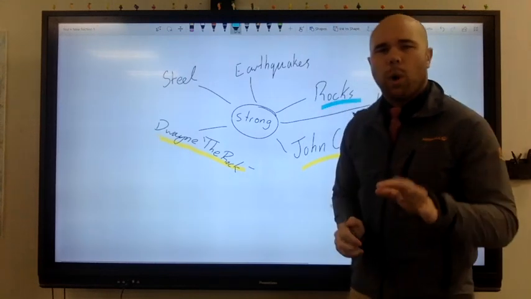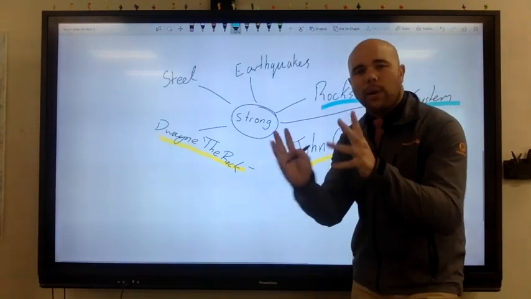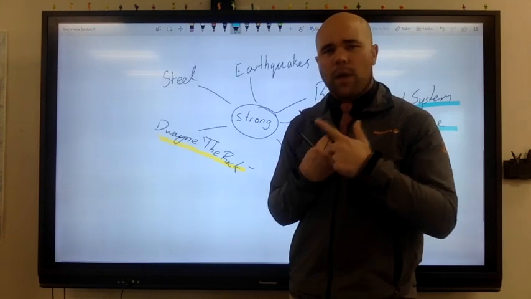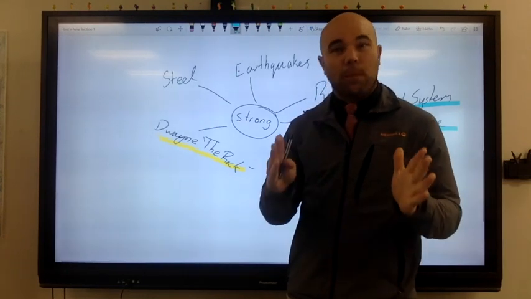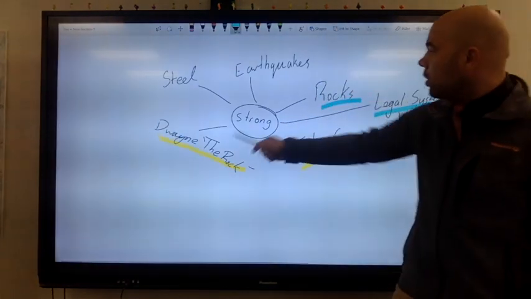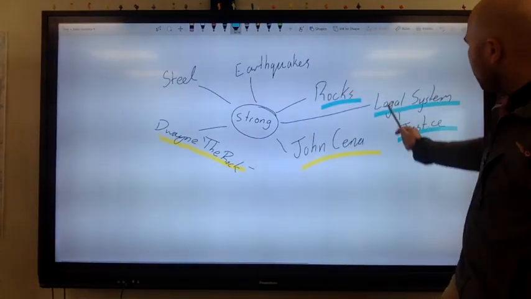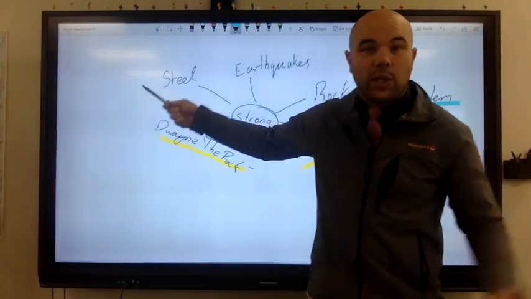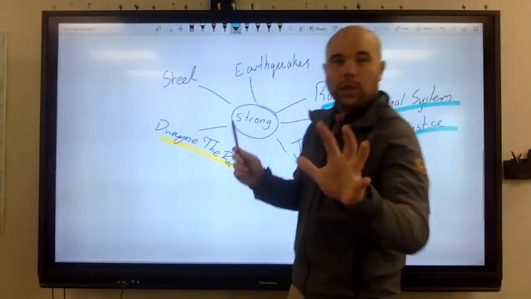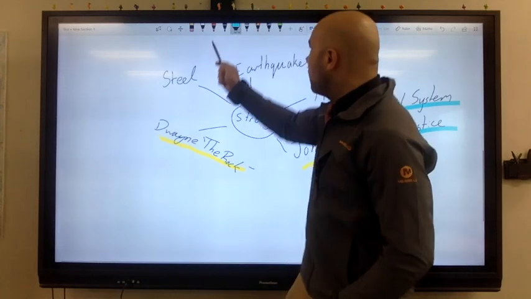So, what we see here is I thought, I want everyone to see my idea as a strong idea. And then I thought, okay, what are some things that are objectively strong that I can link to my idea? And here we've got Dwayne "The Rock" Johnson, John Cena, legal system, justice, rocks, earthquakes, steel. All of these are good things. And you can see what I can do here when I want to make an emotional, persuasive argument.